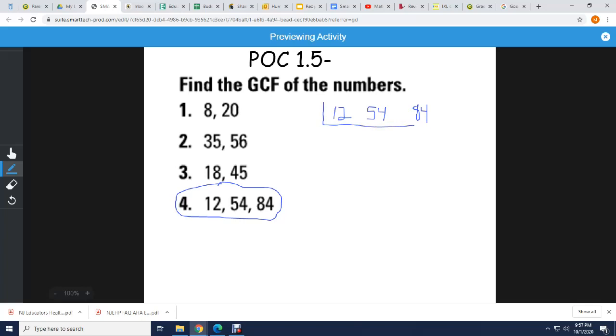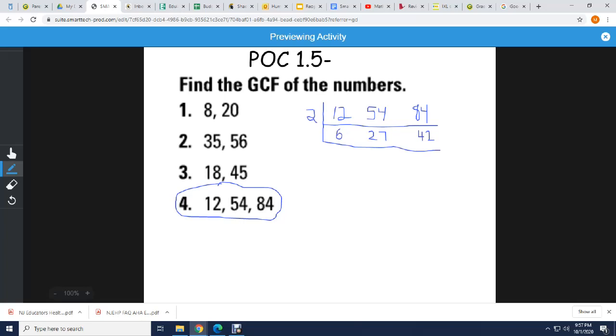Draw the first layer of cake here, and you're looking for a number that divides into all three, which in this case, again, because they're all even, I'm going with 2. 12 divided by 2 is 6. 54 divided by 2 is 27. And 84 divided by 2 is 42. Now, this one's a tougher one. Is there a number that goes into 6, 27, and 42? And indeed there is, which is 3.